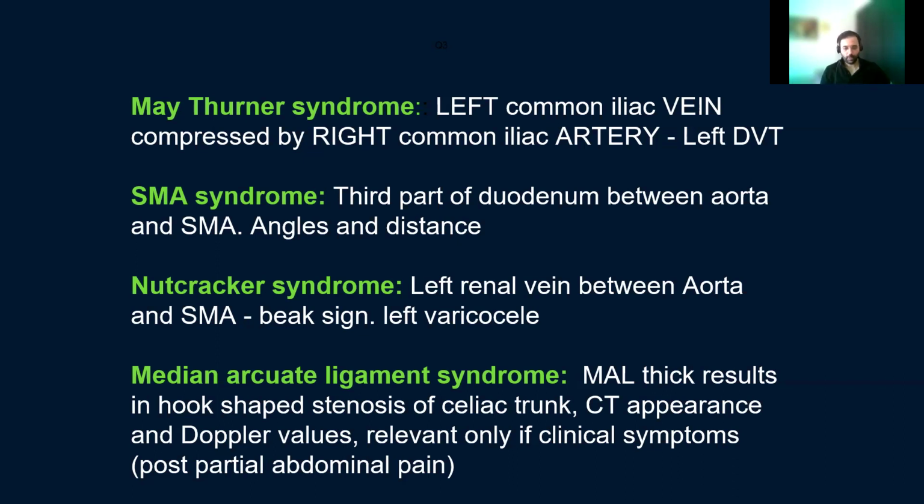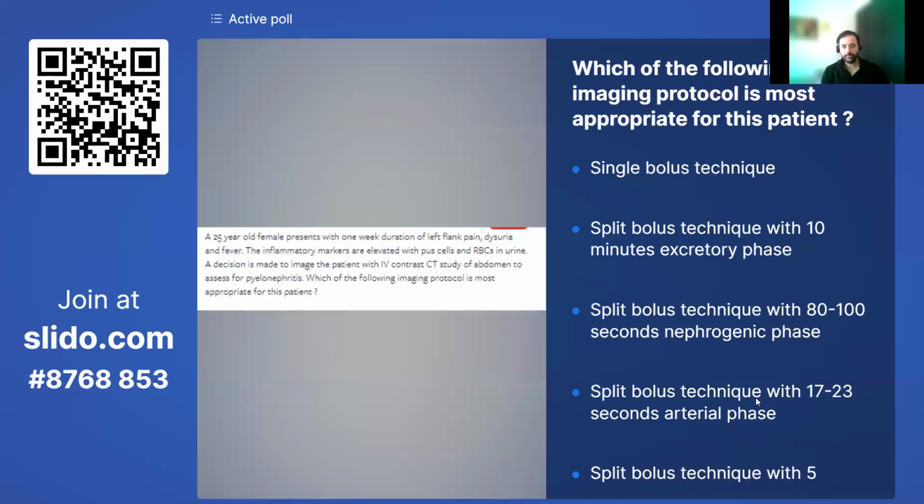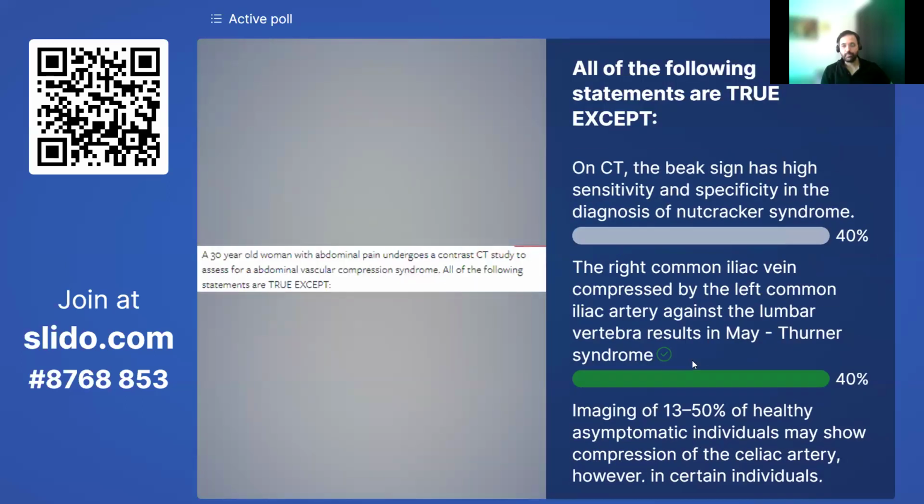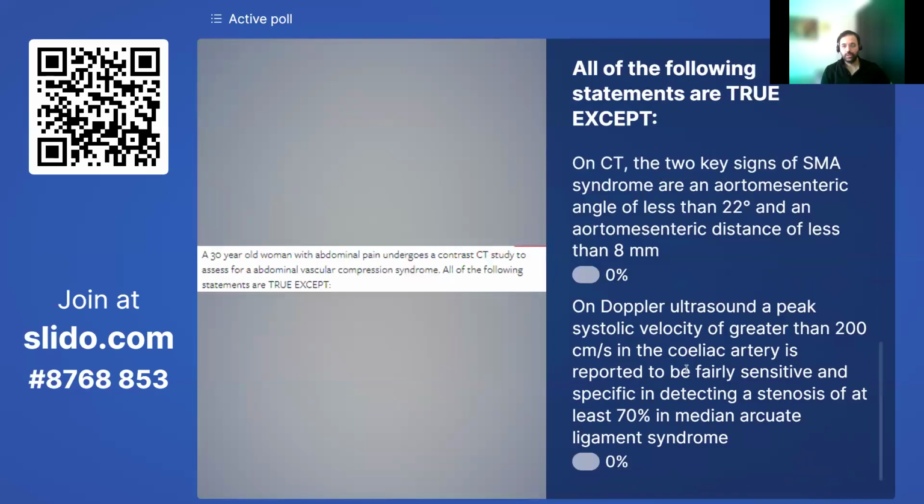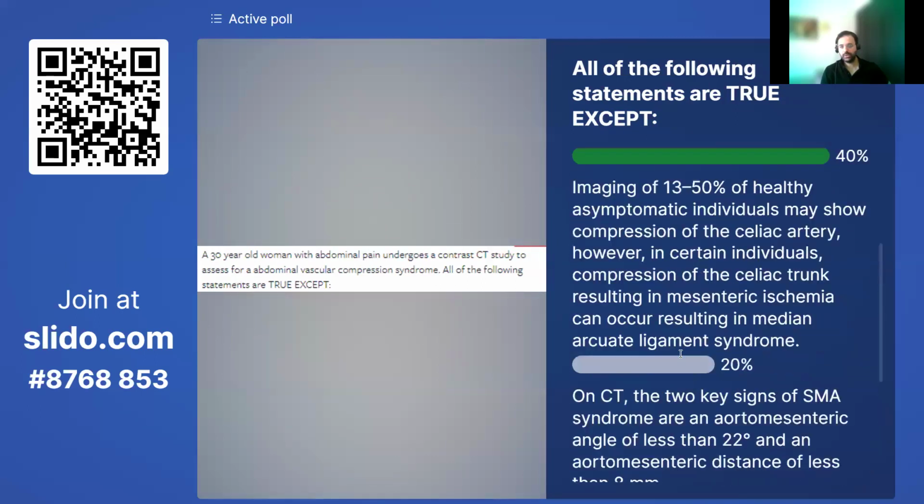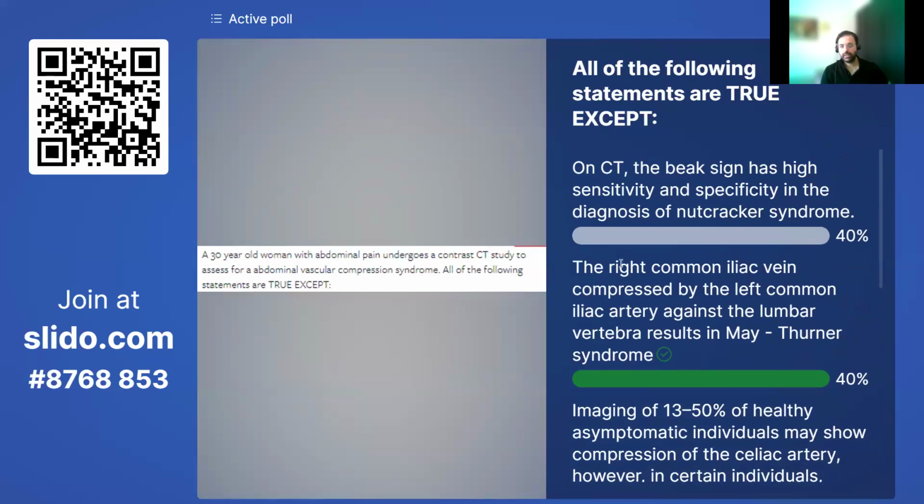And you have the Doppler parameters mentioned in the stem: a Doppler velocity of more than 200 centimeters per second in the celiac artery is sensitive and specific in diagnosing 70% of cases of median arcuate ligament syndrome. So this is a true statement. But the right getting compressed by the left is the wrong one, because we now know that it's the left common iliac vein getting compressed by the right common iliac artery. All right.